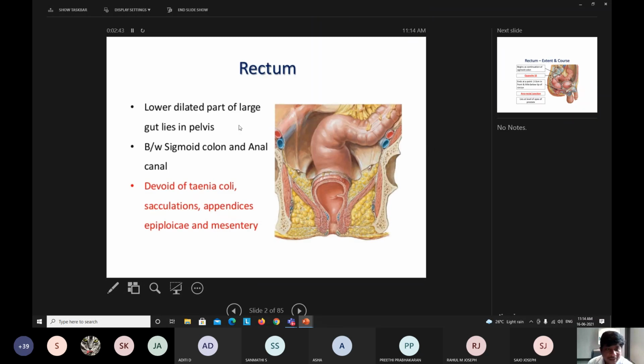It is the lower dilated part of the gut, the large dilated part of your intestine, which is located in the pelvis. The name rectum indicates it is straight. Rectum means straight.